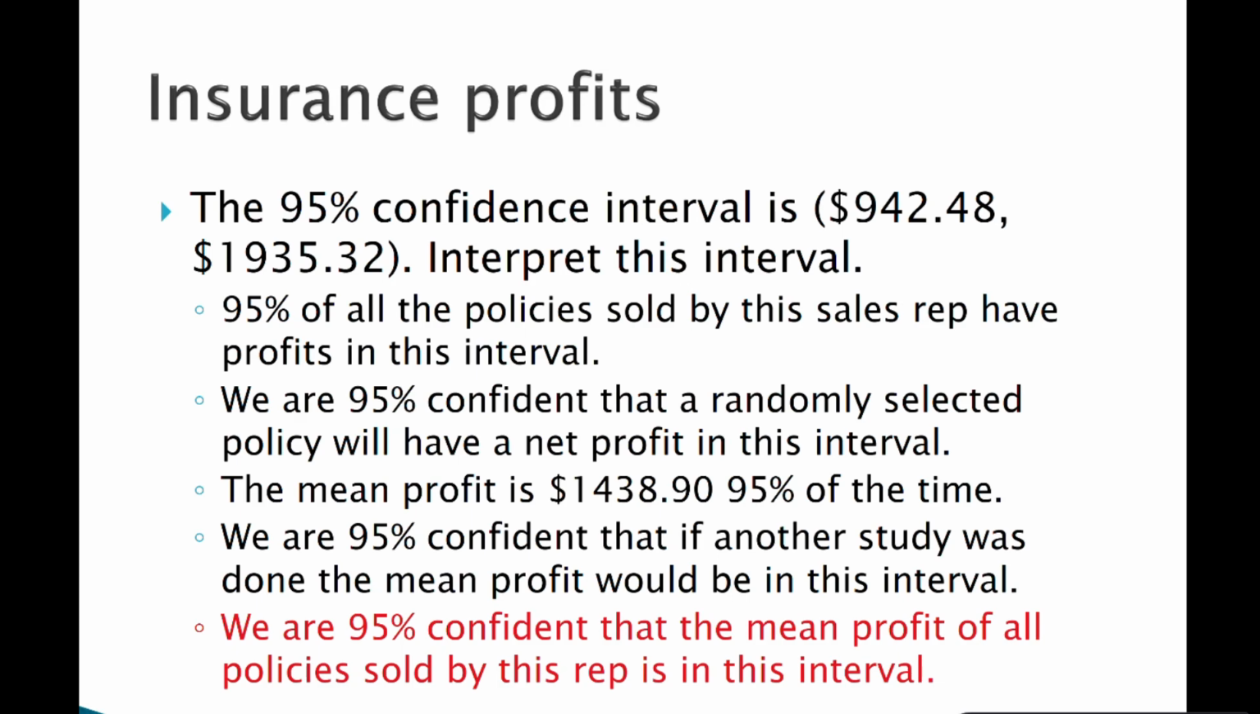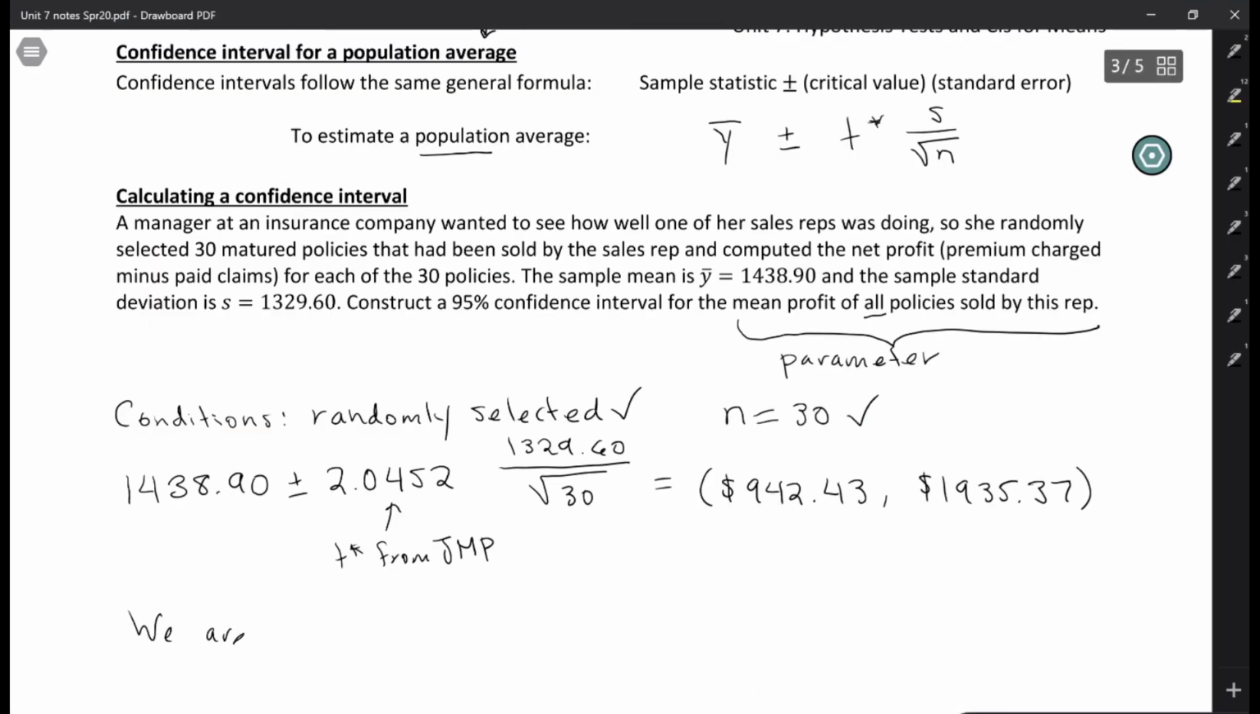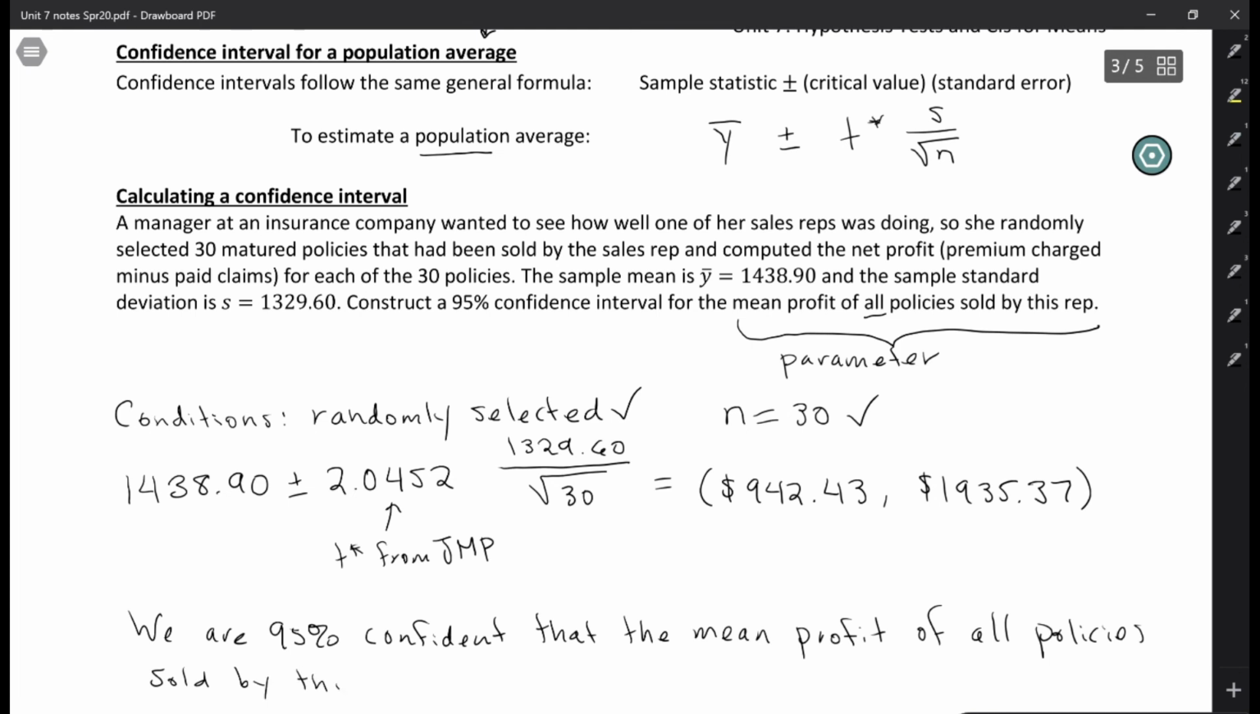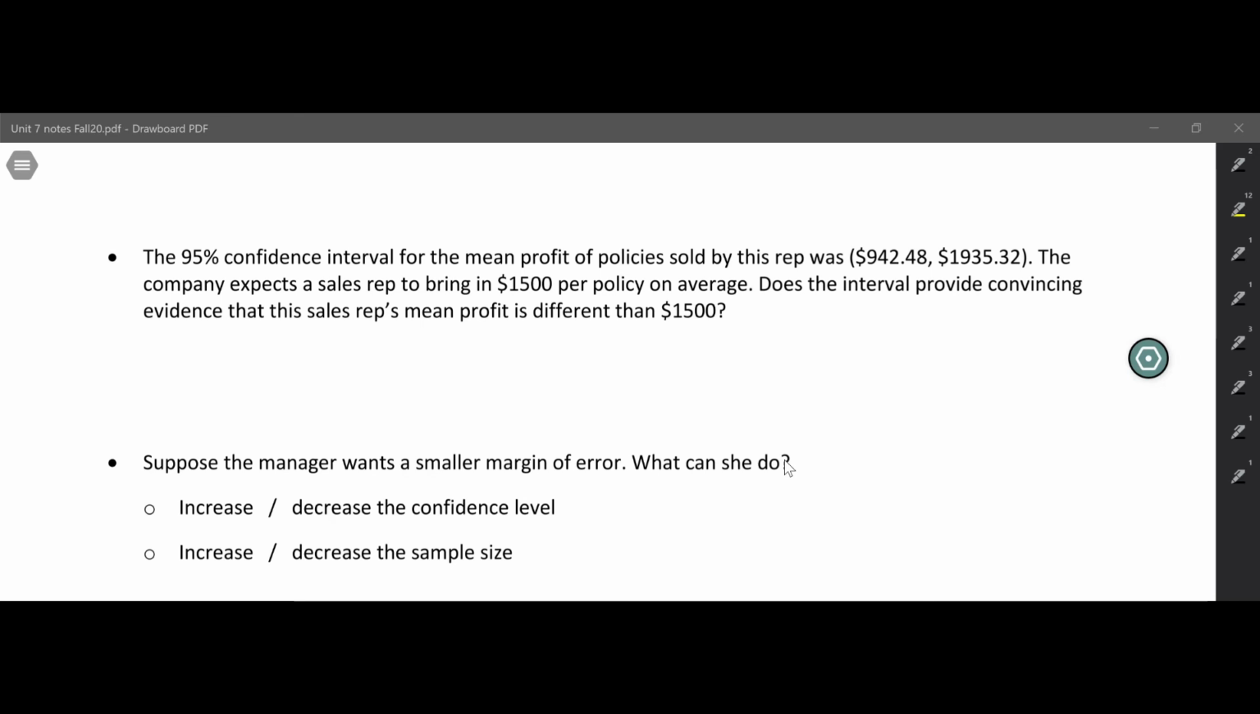All right, so let's go ahead and write that one down. We are 95% confident that the mean profit of all policies, all is kind of a clue word here that we're talking about the population, all policies sold by this rep is between these values, $942.43 and $1,935.37. Okay, and the next few questions will be in a Google form to give you a little more time to think it through.